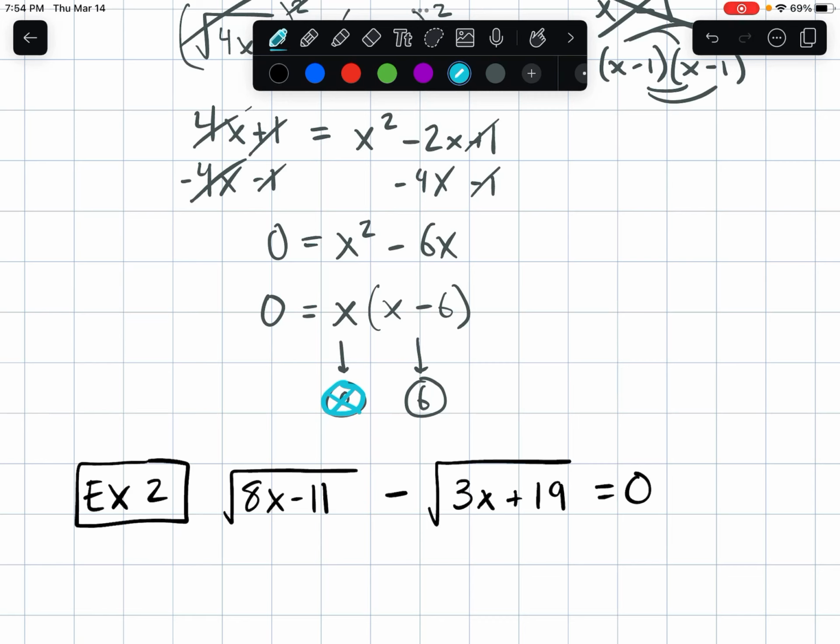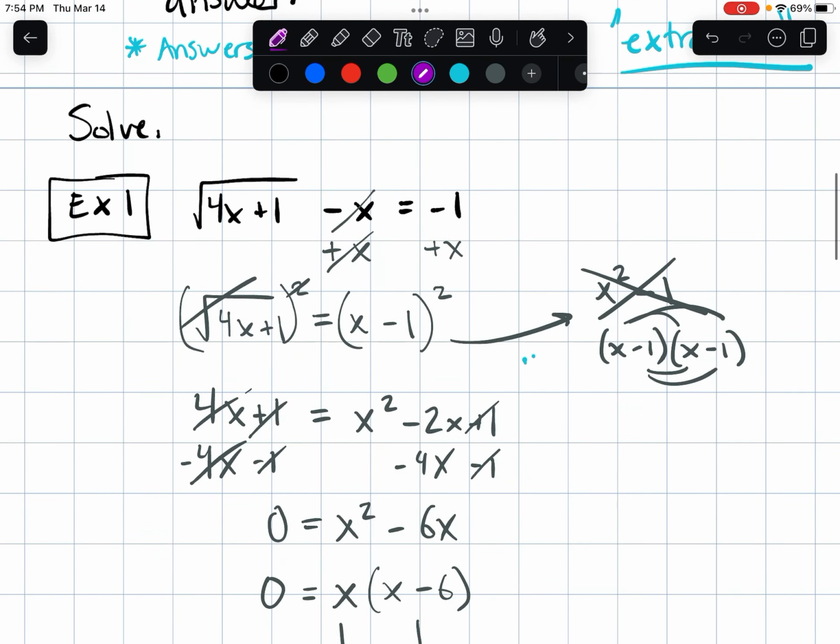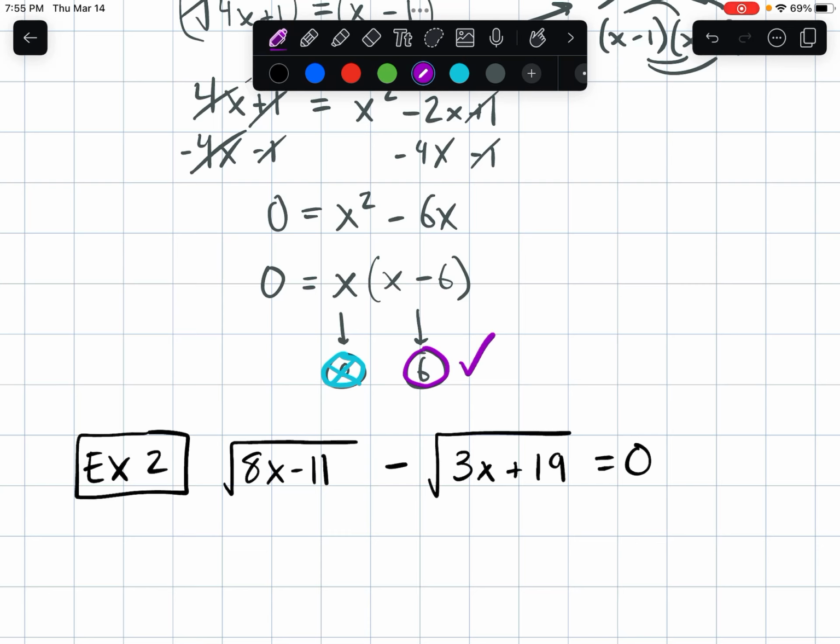Now let's go ahead and test out the 6 and see what we get. So I'm going to plug in 6 here. Replace the x with a 6. 4 times 6 is 24. Plus 1 is 25. Square root of 25 is 5. And then we're replacing this x with a 6. And 5 minus 6 does, in fact, equal negative 1. So we do get a true statement here. That means that 6 is a solution. 0 would be an extraneous solution. So your only answer for this problem is 6. So x equals 6. That's the only value that would make this statement true.